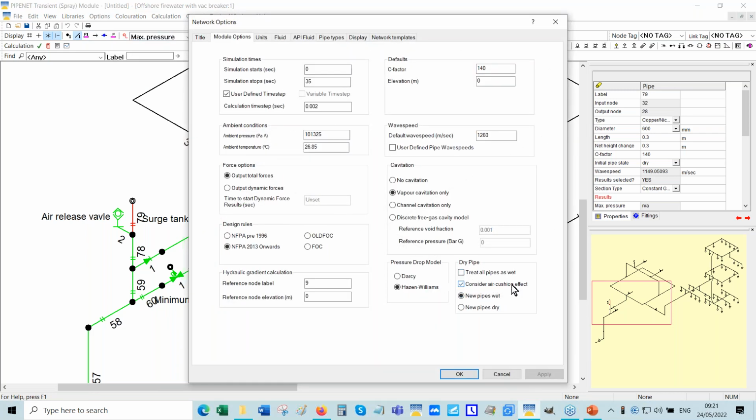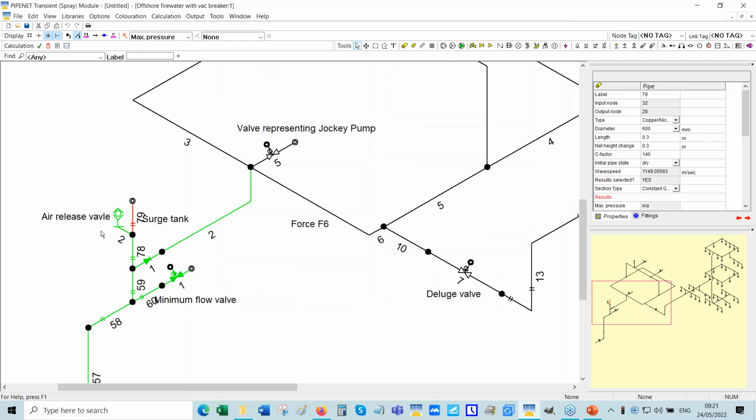See, consider air cushioning effect. And then there is a dry pipe here and there, and that's the minimum flow valve. See, ironically, this bit of dry pipe here, which is 10 meters long, is very long. And that actually creates the worst pressure surge in this case, because that happens before the surge tank becomes effective. So you've got to be careful about how you design.